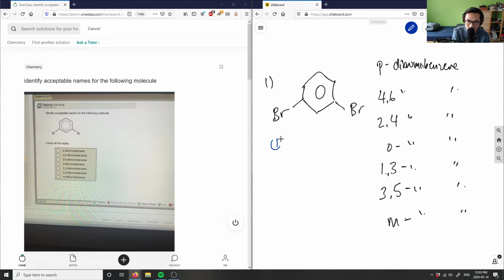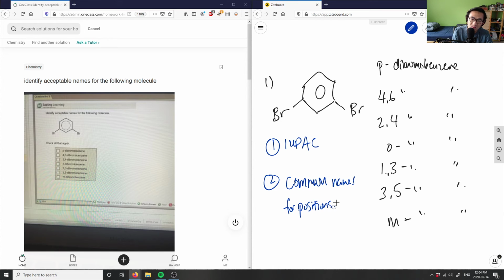I have one here, which is IUPAC. I follow the numbered carbons, and then I do the prefixes according to that. So that's the systematic way. The second one would be more of a common name, which is based on the positions where the groups stand. Common names for positions. So let me do number one first.